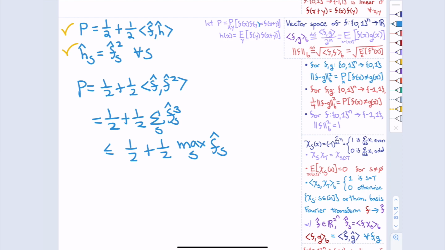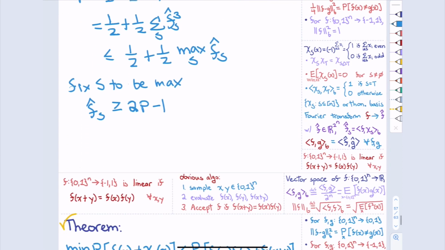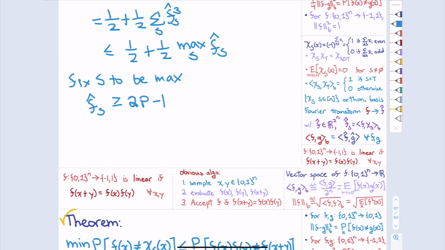Okay, so let's fix S to be the max. Then we're getting something like f hat S is at least 2p minus 1, where p is the probability that the test succeeds, we think, although my typo thought it was the odds that it fails. So we'll see if this works out.